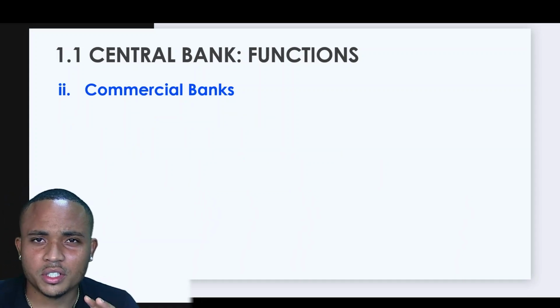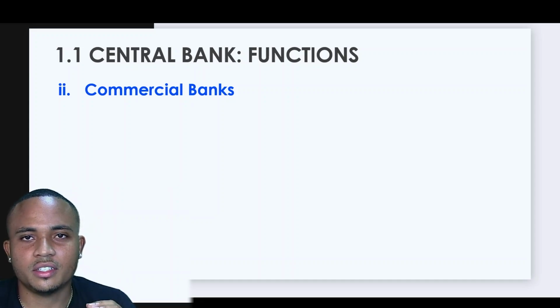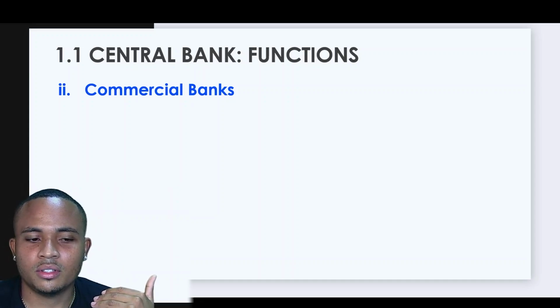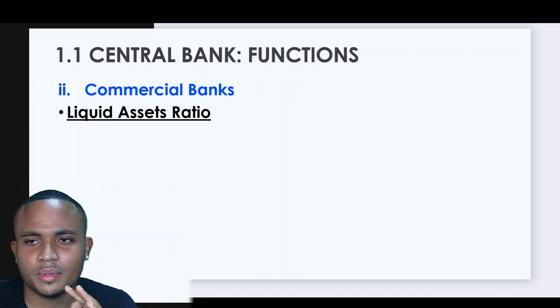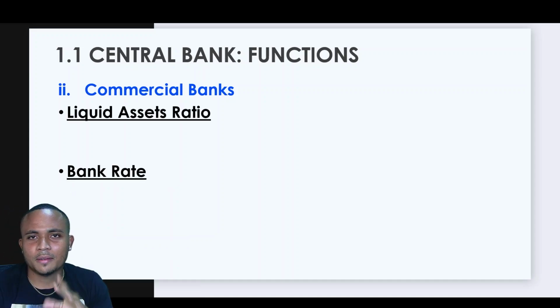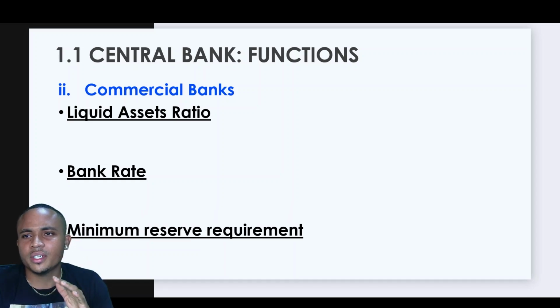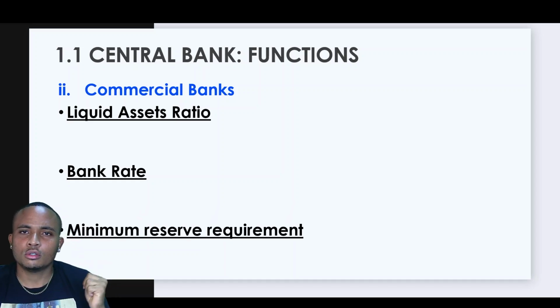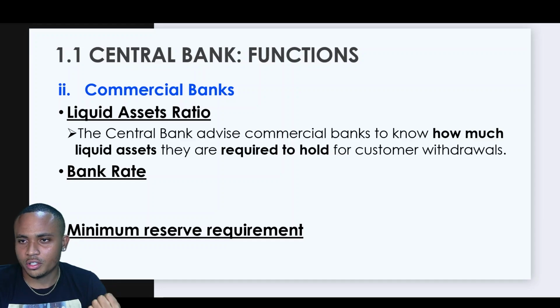Alright, so we're sticking with the commercial banks, and we are going to look into the functions that the central bank has to the commercial banks, and there are 3. We have the liquid asset ratio, the bank rate, and minimum reserve requirements. So these are 3 ways that central banks control the operations of the commercial banks. The first one we're looking at is the liquid asset ratio, also known as the liquid asset requirement.